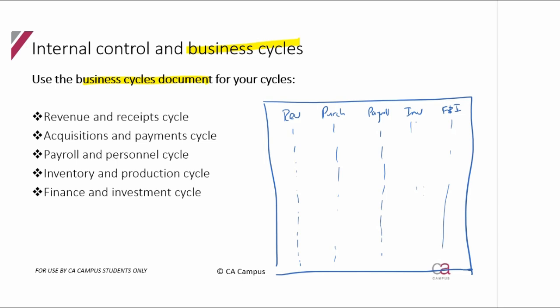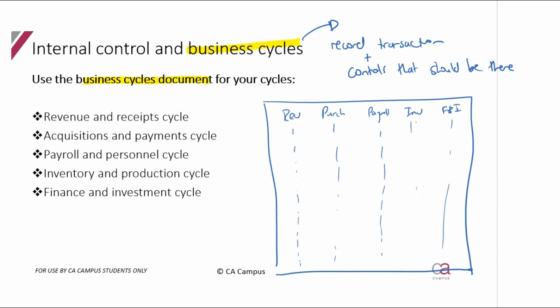Guys, we put down what we believe as auditors the business cycles should be in a business. So we believe this is how they go about recording the transaction. And in order for this transaction to be recorded free from material misstatements, we then say these are the controls that should be there. And that is the business cycle.